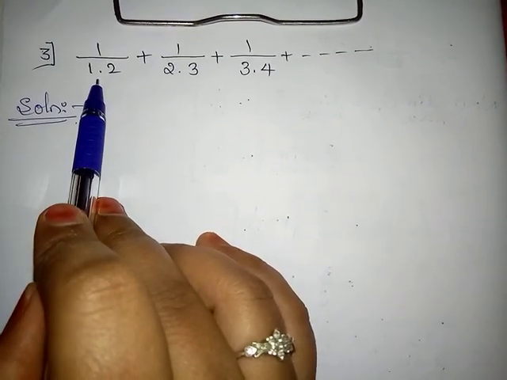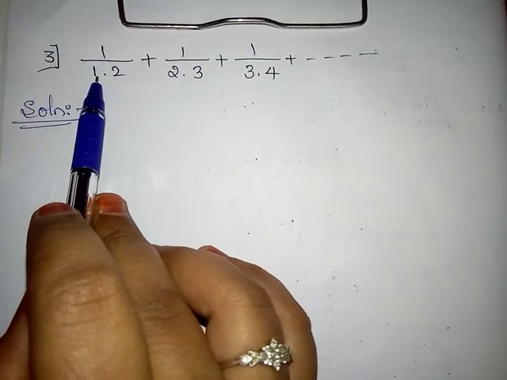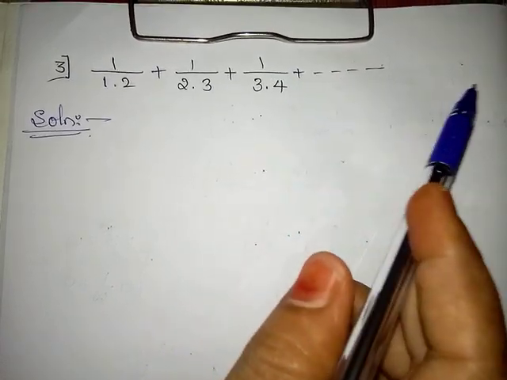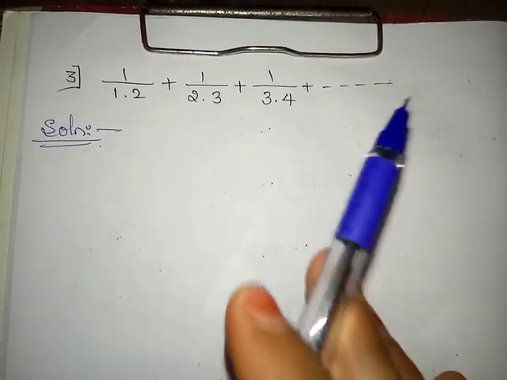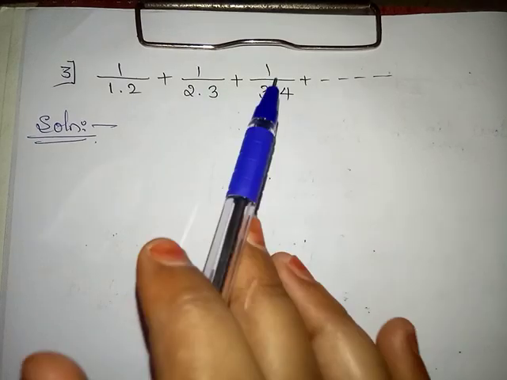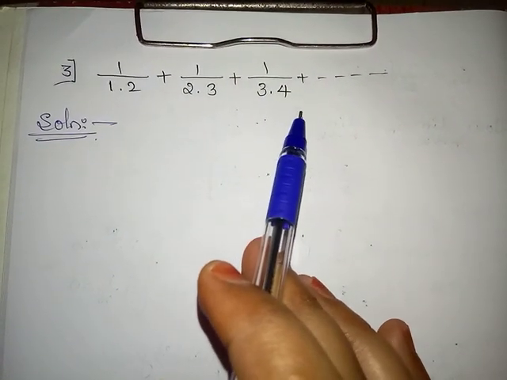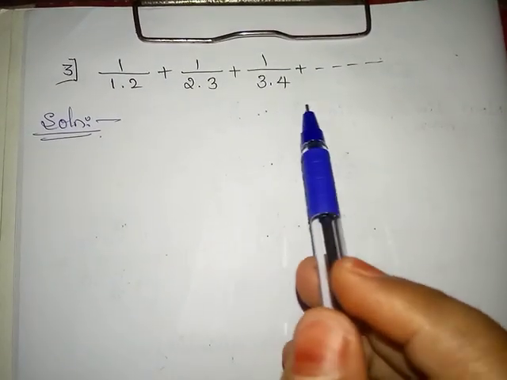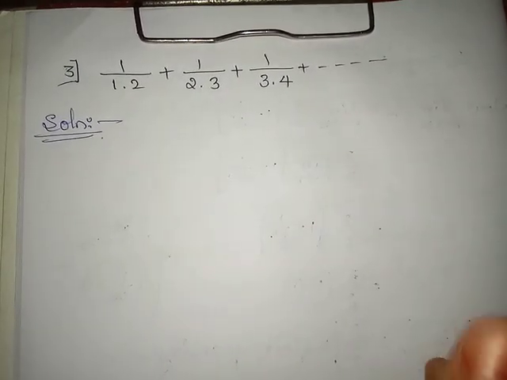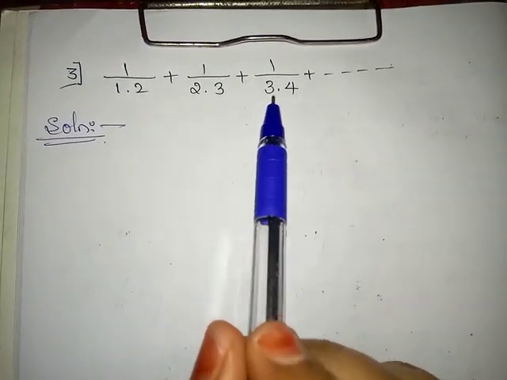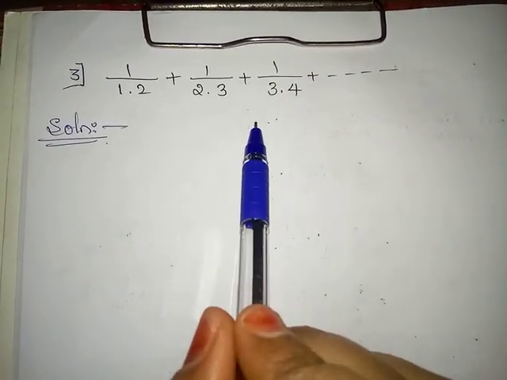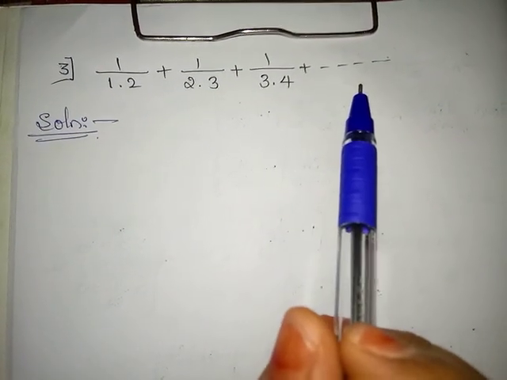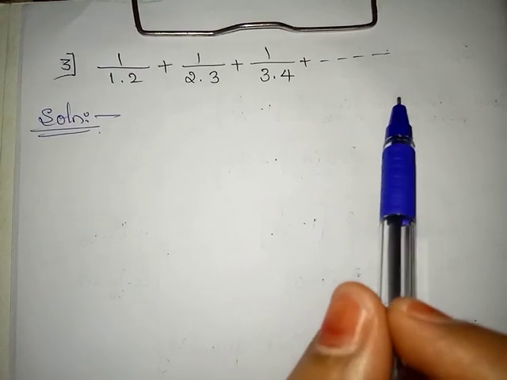Third example, the given series is 1 divided by 1 into 2, plus 1 divided by 2 into 3, plus 1 divided by 3 into 4, and so on. See, this series is not a geometric series. If the given series is geometric, it is very easy to write the sum to n terms. If the given series is not a geometric series, we have to know what will be the sum to n terms of the series.